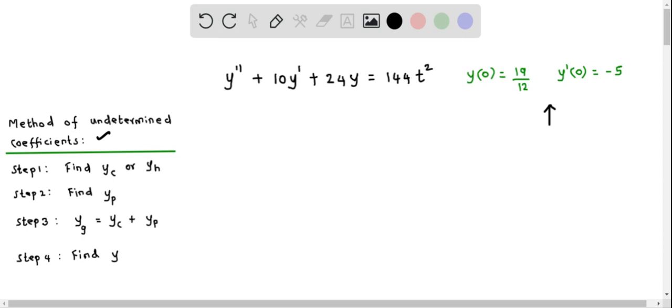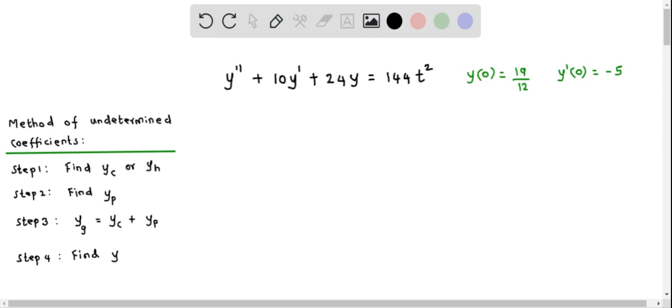Basically this involves four steps. The first step, we have to find the complementary function, otherwise also called the homogeneous solution. And then we have to find the particular solution. In step 3, we have to find the general solution, which is the sum of the complementary function and the particular solution. And finally, we have to apply the initial value conditions to find the final solution.